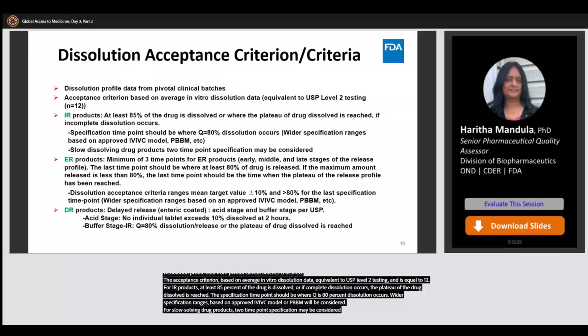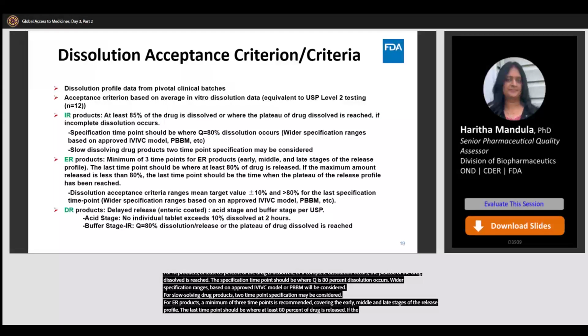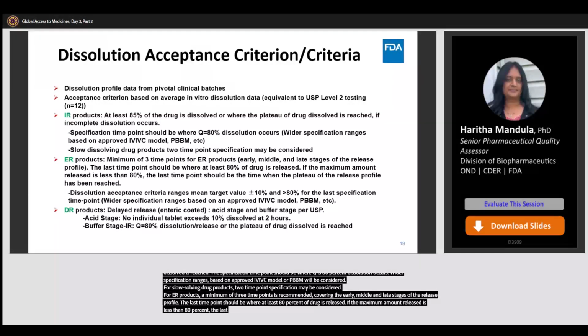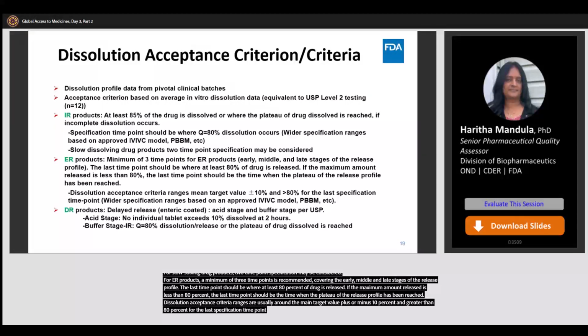For ER products, a minimum of 3 time points is recommended, covering the early, middle, and late stages of the release profile. The last time point should be where at least 80% of drug is released. If the maximum amount released is less than 80%, the last time point should be the time when the plateau of the release profile has been reached. Dissolution acceptance criteria ranges are usually around the mean target value plus or minus 10% and greater than 80% for the last specification time point. Wider specification ranges based on approved IVIVC model or PPPM will be considered.